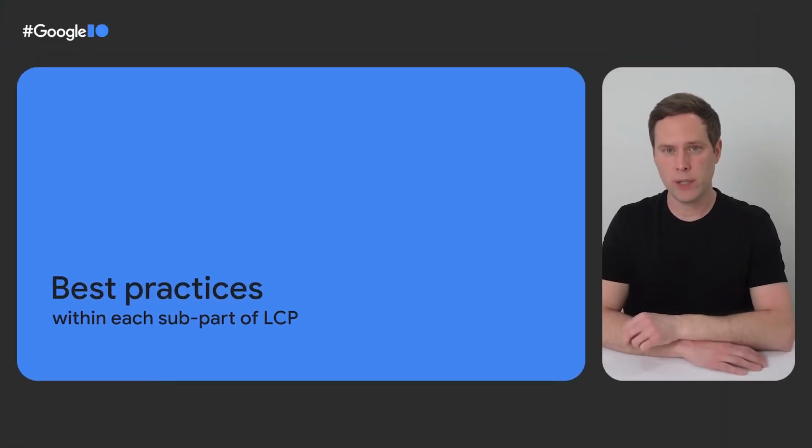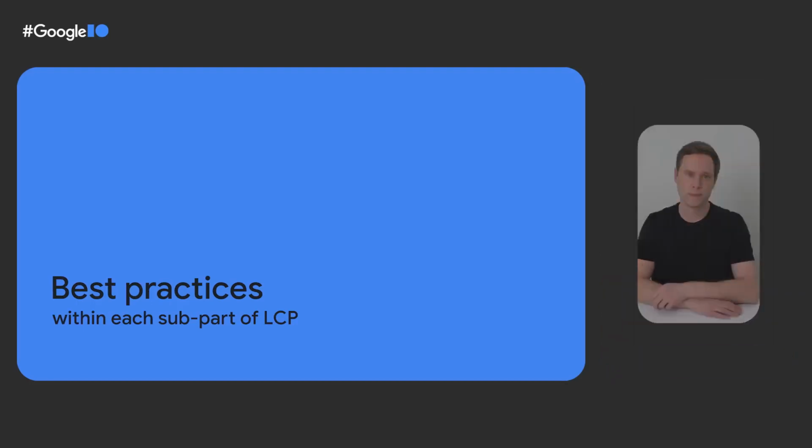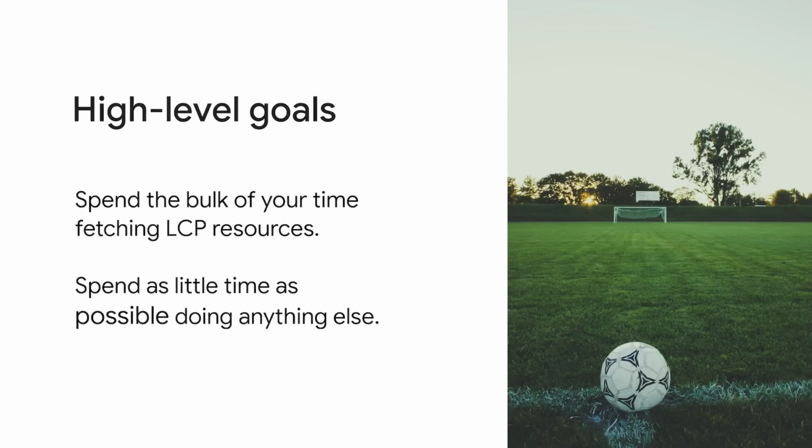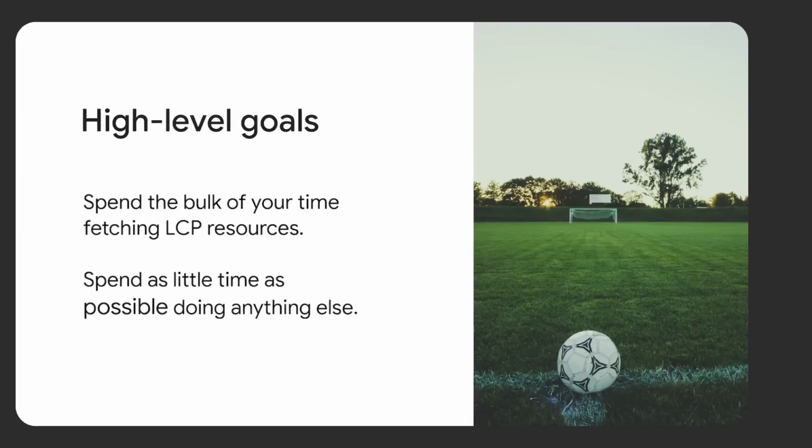So the key to improving LCP is to figure out where your bottlenecks are. And a good way to do that is to understand what the ideal or recommended values are for each of these LCP subparts that I've just introduced. And at a high level, the advice is pretty simple. You want to be spending the bulk of your time making network requests that are needed to render the LCP element. And you want to minimize all other time as much as possible. Anything that gets in the way of your page starting to load the LCP resource as soon as possible, or rendering the LCP element as soon as that resource is done loading, is essentially wasted time. So it's important to eliminate those times if you can.